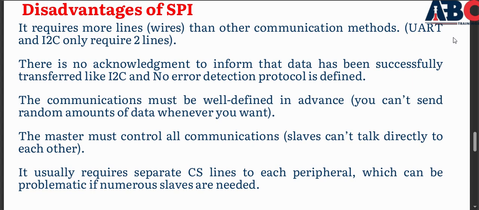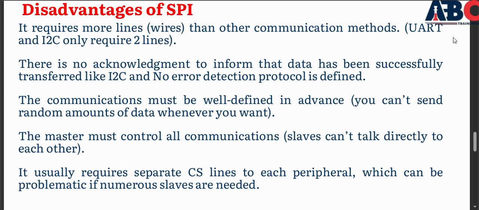SPI. It requires more wires than other communication methods, while I2C only requires 2 lines. There is no acknowledgement to inform that the data has been successfully transferred, and no error detection protocol is defined. The communications must be well defined in advance. You cannot send random amounts of data whenever you want. The master must control all communications. Slaves cannot talk directly to each other.